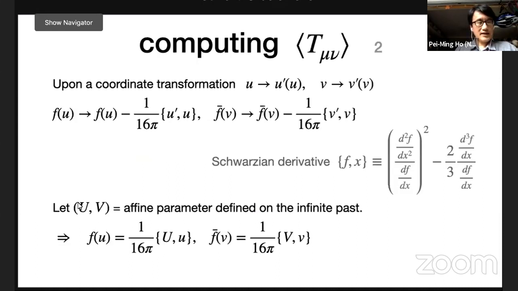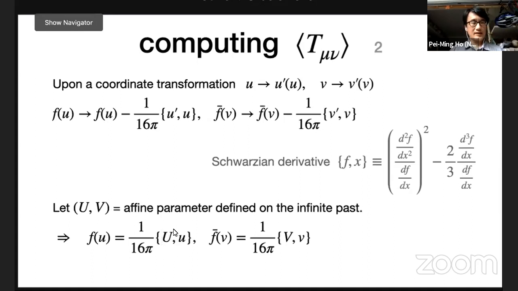And so if you take, say, coordinates capital U and V as the affine parameter defined on the infinite past, where the vacuum energy momentum tensor is that of the Minkowski space, so they should vanish, then you see that you can derive this function f from your knowledge about the relation between the coordinate of the infinite past and the coordinate of the infinite future.